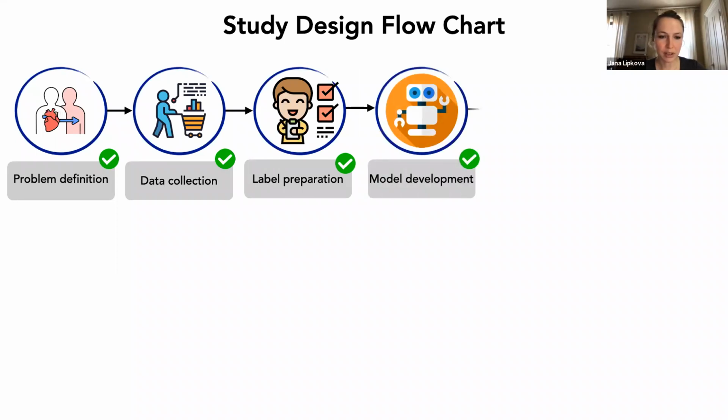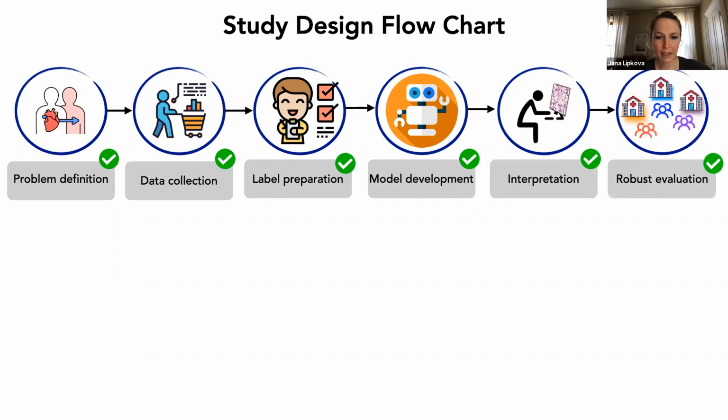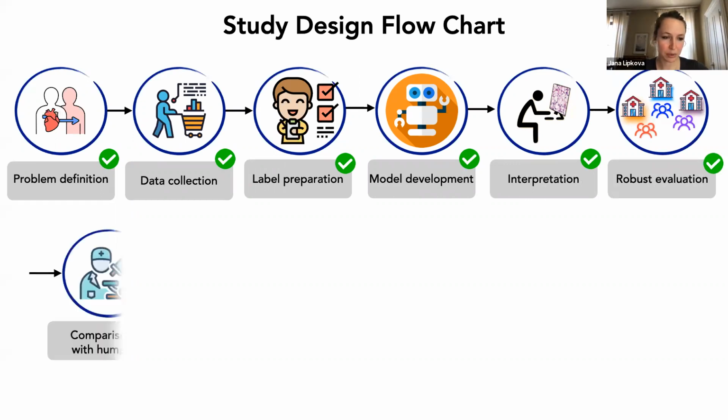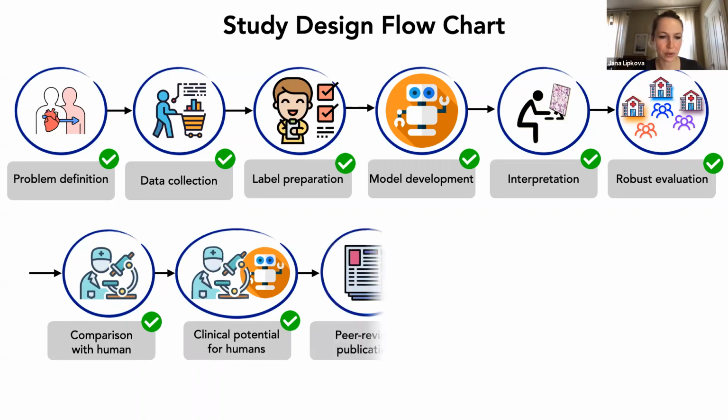Then we trained the model. Then we looked at these interpretability maps to make sure that at least the model is making predictions from reasonable biopsy regions. Then we tested it on the external cohorts to see what the generalization performance is. Then we looked at a comparison with the humans. Then we looked at the potential of using the model as an assisting tool for the humans.